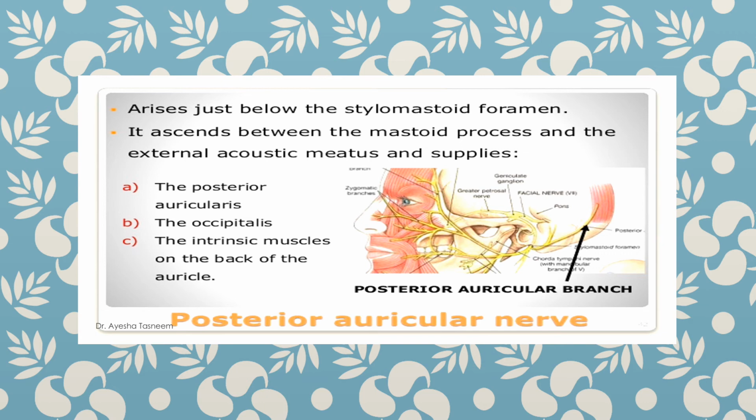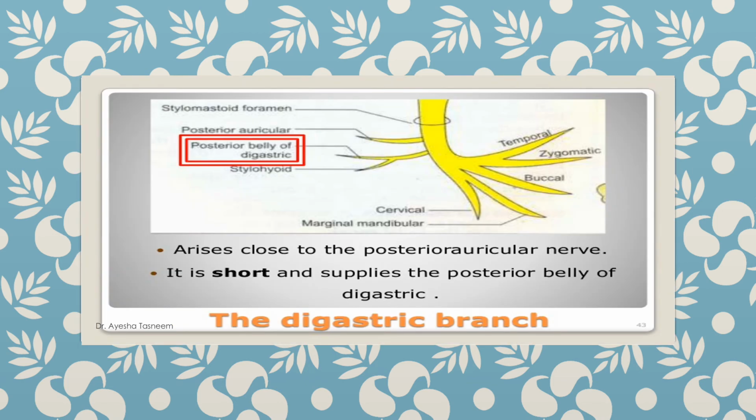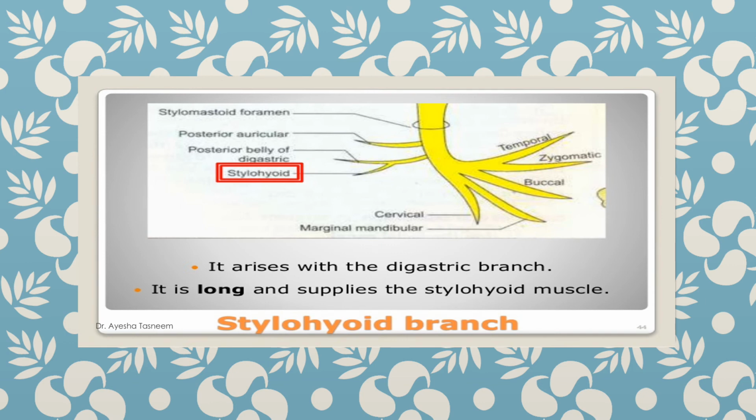After exiting from the stylomastoid foramen, it ascends between the mastoid process and external acoustic meatus and supplies the posterior auricularis, the occipitalis, and intrinsic muscles of back of the auricle. It also gives a digastric branch. It arises close to the posterior auricular nerve. It is a short nerve and supplies the posterior belly of digastric muscle. Then it also gives another branch, that is the branch to the stylohyoid, which supplies the stylohyoid muscle.